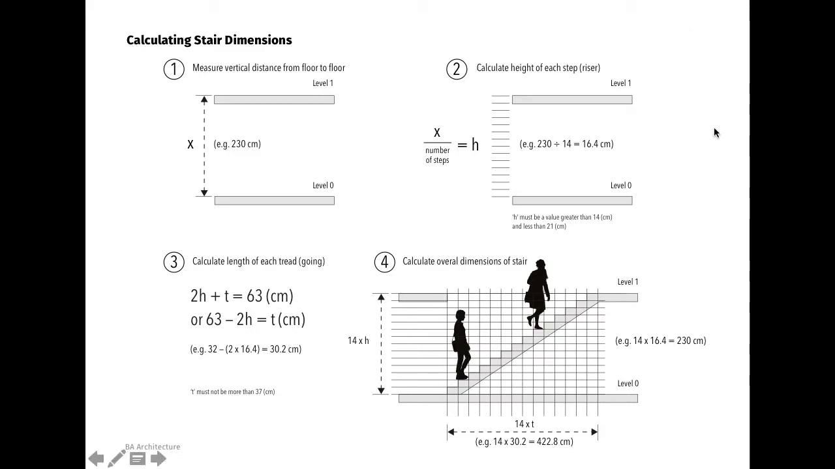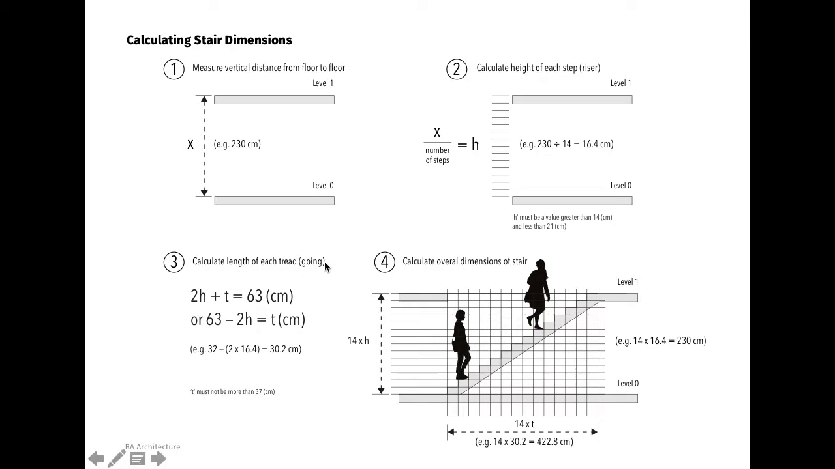What we're going to do is divide it by what we think would be a useful number of steps. Ideally, it should be 13 or 14 steps as a maximum in a single flight. If we divide 230 by 14, we end up with a step height. Each step would be 16.4 centimeters in height. That falls within our parameters. Remember, the h must be greater than 14 and less than 21, so 16.4 is good. Now we go to step 3, and we work out how much horizontal space our stairs are going to occupy based on the height and the number of steps.